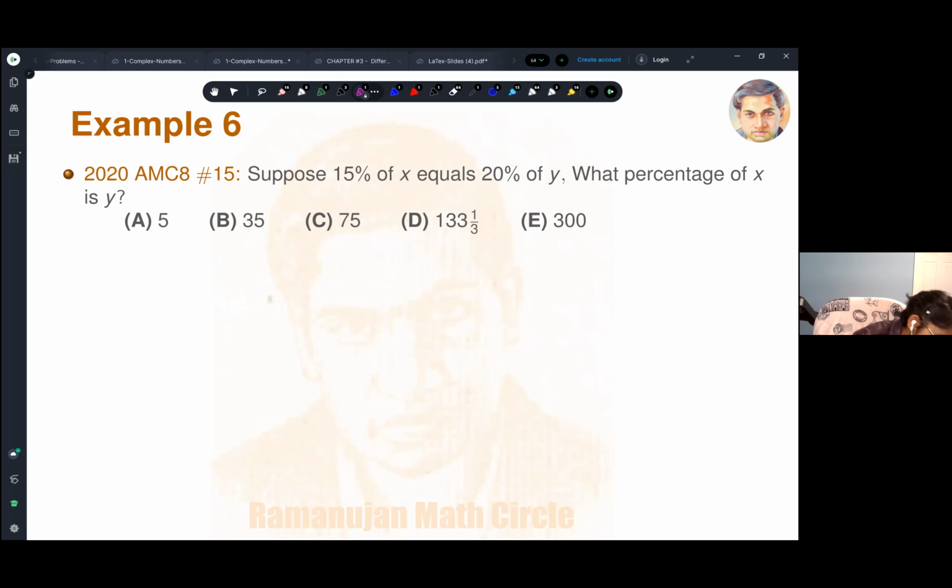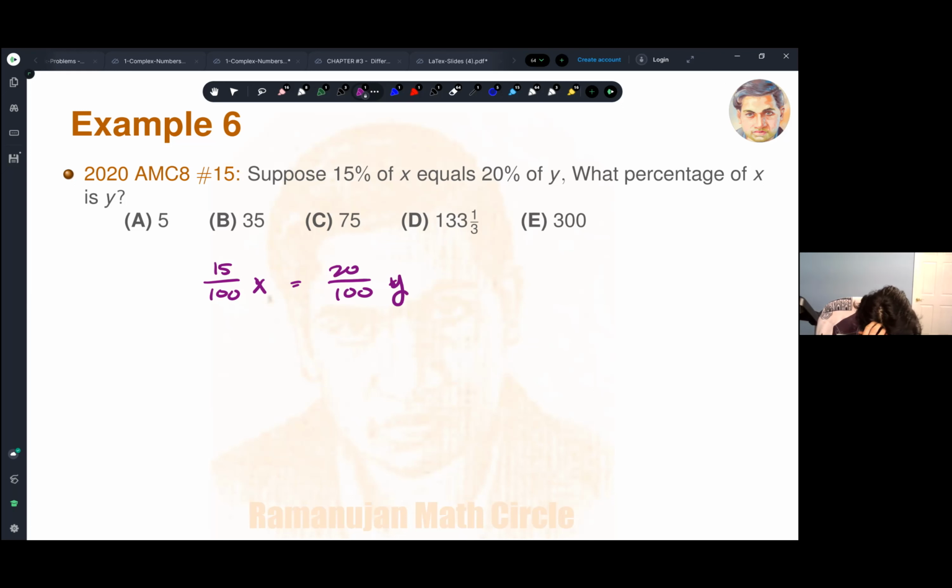What we're going to first say is that 15% of x is equal to 20% of y. So let's set up an equation out of that. 15% is 15 over 100, right? Times x. So I'm just going to say 15/100 x is equal to 20 over 100 times y.